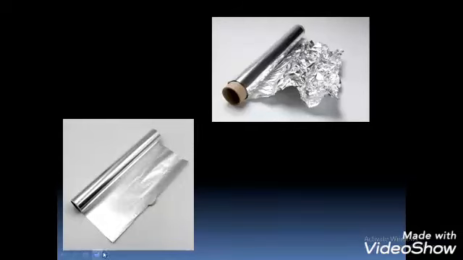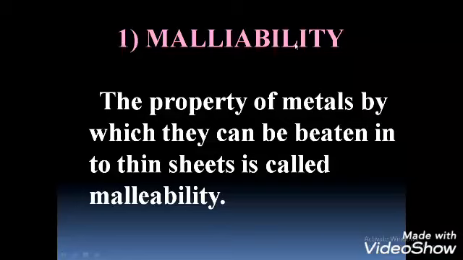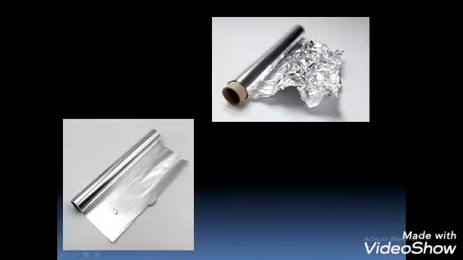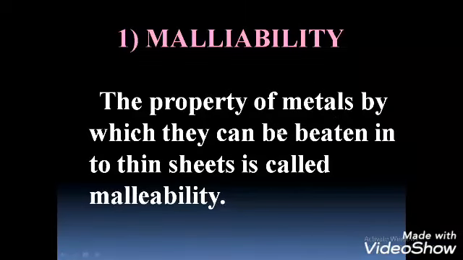What is this physical property of metal? Yes, malleability, the property of metals by which they can be beaten into thin sheets. When silver is beaten into thin sheets, it becomes a silver sheet. And when we beat aluminium, it will flatten and become a sheet, known as aluminium foil. We use it for wrapping foods. So metals have the property malleability. What is malleability? The property of metals by which they can be beaten into thin sheets.